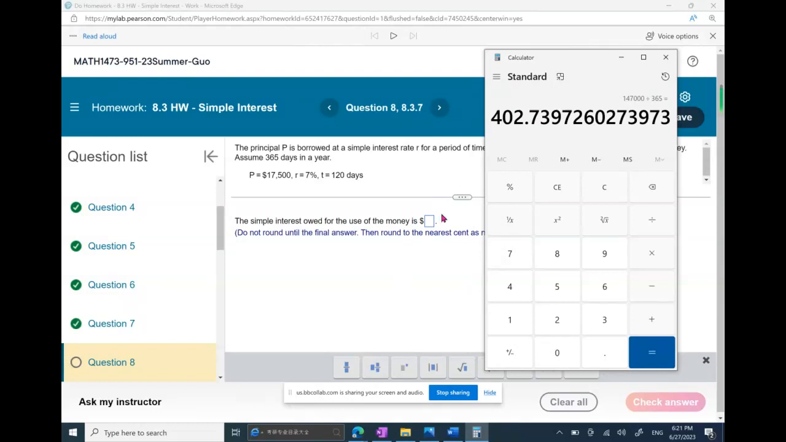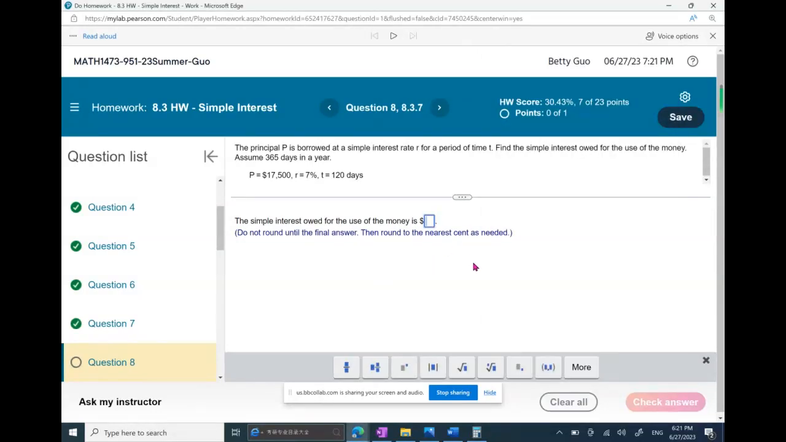Round to the nearest cent as needed. So 402.74, round it up. 402.74.